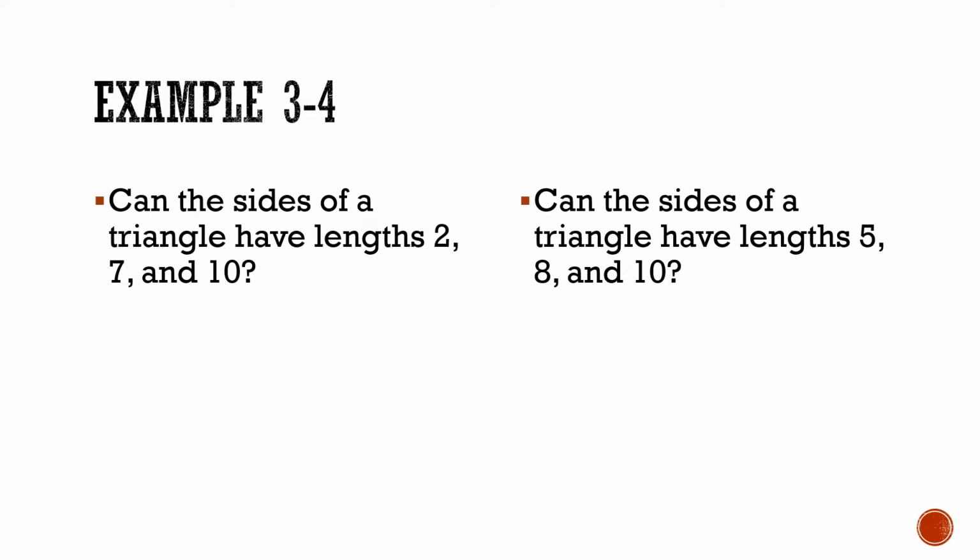Okay, can the sides of a triangle have lengths 2, 7, and 10? Okay, so we're going to do 2 plus 7, which equals 9. Is 9 greater than 10? No, so it does not make a triangle.